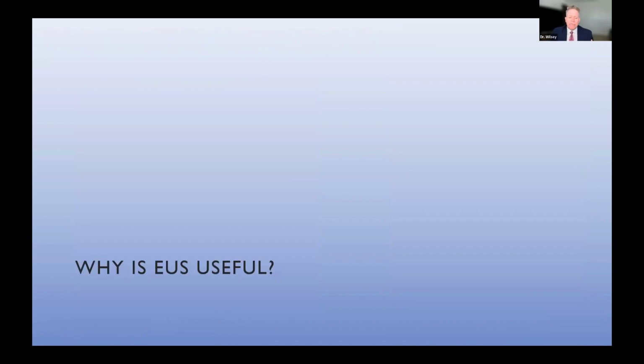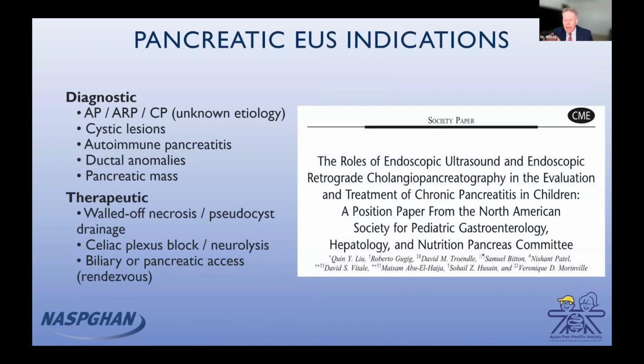Why is EUS useful? Because you get to diagnose things, right? As we talked about, high resolution imaging: acute pancreatitis, chronic pancreatitis, cystic lesions, autoimmune pancreatitis, ductal anomalies, and masses, of course, right? Those hyperechoic lesions are always worrisome. But also therapeutic options: walled-off necrosis or pseudocyst drainage. Pancreatic pseudocyst drainage has better outcomes than external drainage. Celiac plexus block and neurolysis, particularly in our patients with malignancy. Biliary and pancreatic access rendezvous procedures. So when you can't access the biliary duct, you can use EUS to access the duct in a rendezvous procedure.